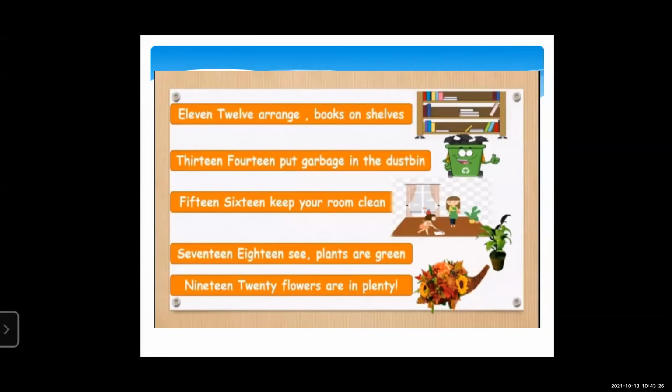Yes, children? Okay, listen carefully, everyone. 11, 12, arrange books on slate. 13, 14, put garbage in the dustbin. 15, 16, keep your room clean. 17, 18, see plants are green. 19, 20, flowers are in plenty.